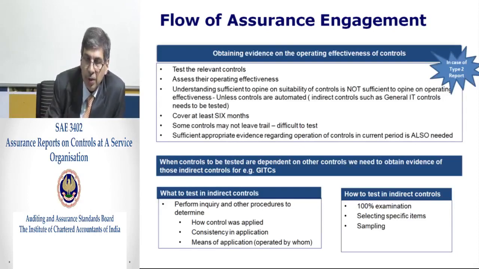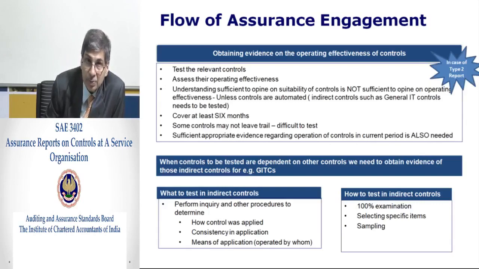Coming to the case of a Type 2 report, where he has to comment upon the operating effectiveness of controls, he would then need to test the relevant controls and assess their operating effectiveness. Understanding sufficient to opine on the suitability of controls is not sufficient to opine on operating effectiveness. So while as part of the design and implementation stage you may gain an understanding of the controls, to comment upon or opine upon the operating effectiveness, you would need to test those controls. Okay?